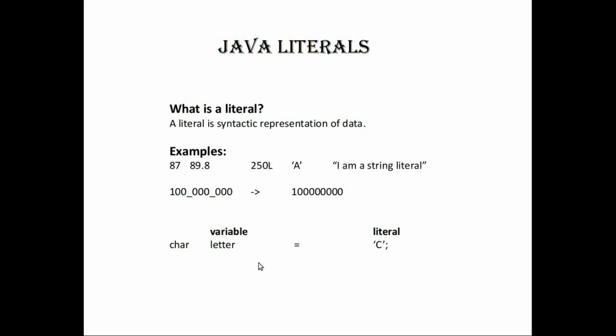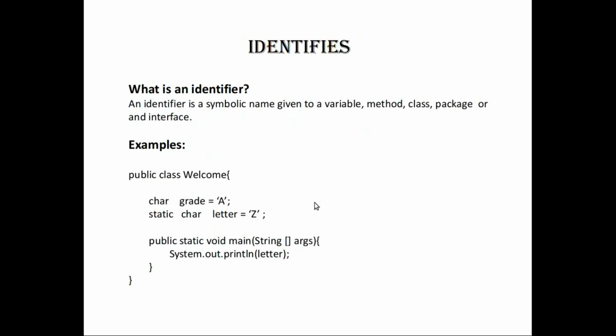Now, when we declare a variable, for example, here I declare a variable letter of type char, and I assign a literal to it. And later on, I can use this variable to reference this literal and use it in my program somewhere. So you create a variable, you assign a literal to it if you want to later on use that literal to do something else. Okay, that's it.